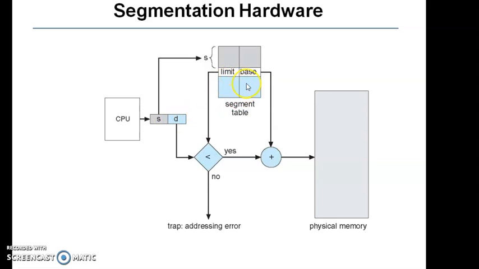From the S, we search for the combination of limit and base here, and this limit is compared with the offset. Only if D is less than the limit, that is the length of the segment, is it allowed to enter the next stage. Otherwise, we generate an error message. This error is called an addressing error, trap, or interrupt. Then the base address available in the segment table is added to this offset, and we generate the physical address. And this physical address is used to refer to the information in the physical memory.